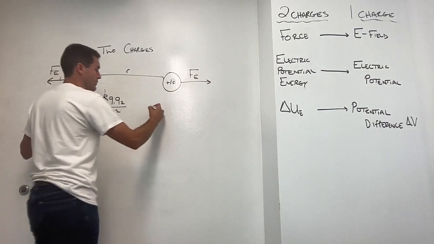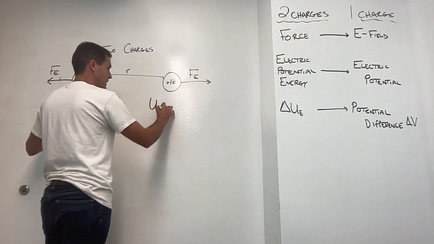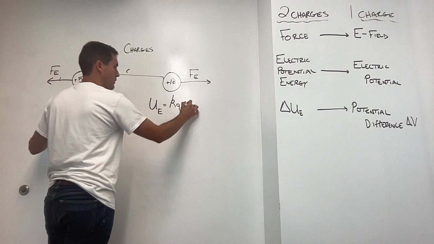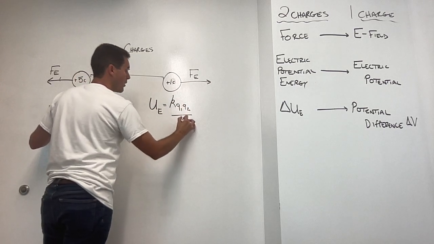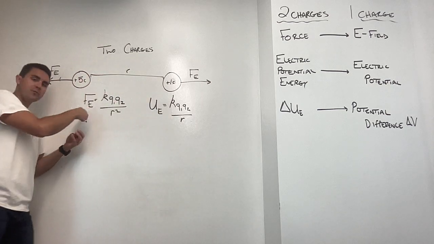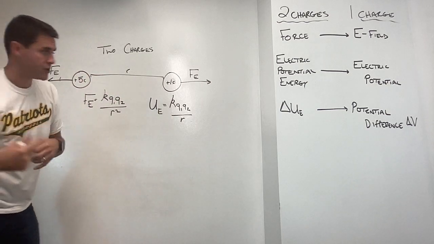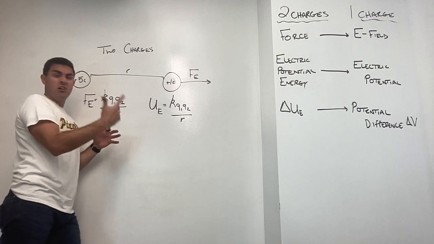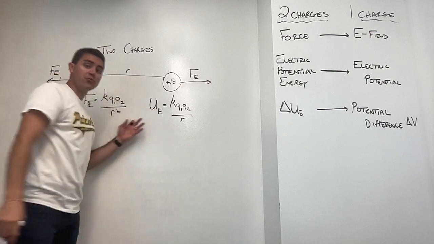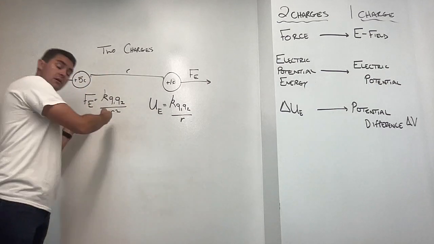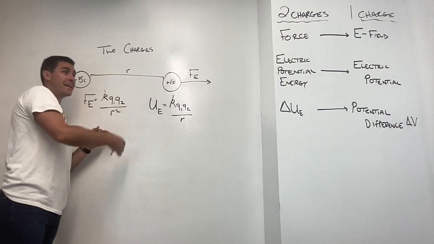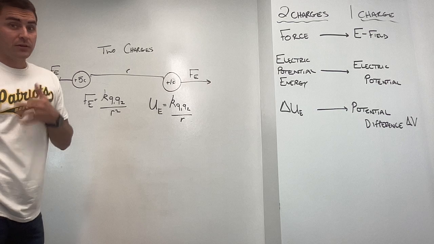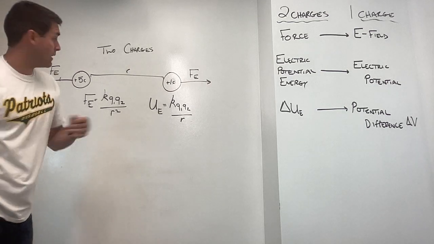What I can also calculate from that is the electric potential energy between the two. That's K Q1 Q2 over r. And if you think about this, it's like, well, force times distance is work or energy. And so if I multiply this equation by a distance value like r, I end up with this equation here. So both of these equations, both electrostatic force and electric potential energy, are things I can calculate and information I can find out from two charges.